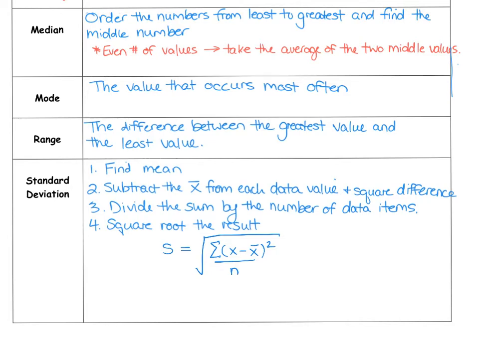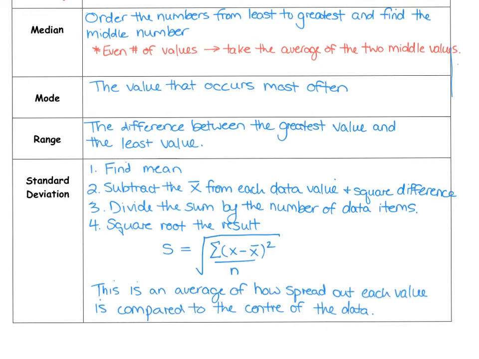Okay, so what this is, this is an average of how spread out each value is compared to the center of data, meaning the mean, the median, or the mode. Okay, so just make sure you got that down, and we're going to try some together.